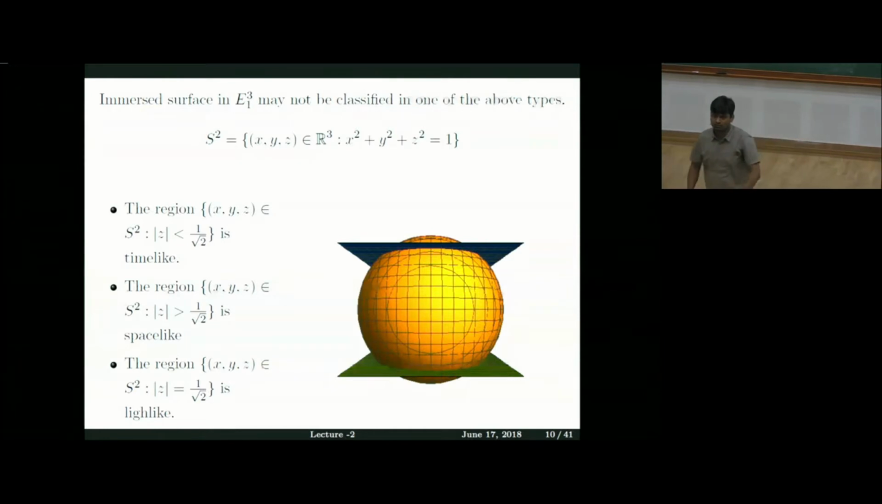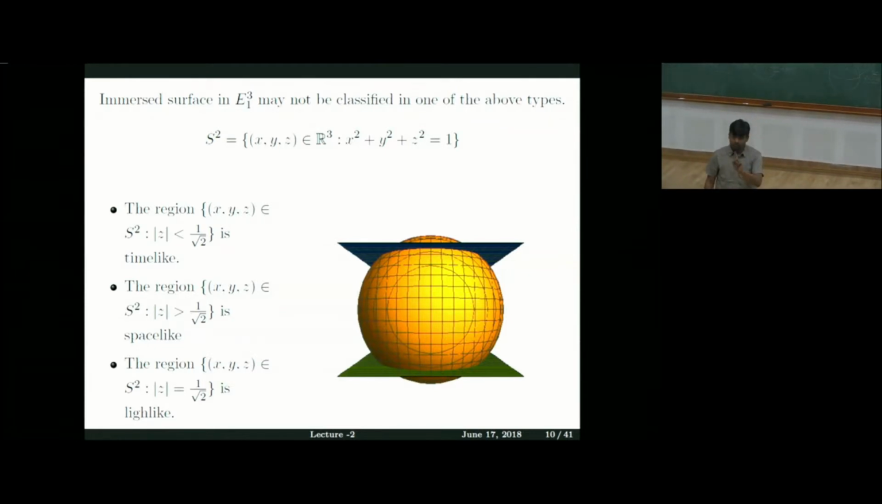Yes, you have a question. TP of M, very good. V and W are in TP of M. It is isomorphic to the R2 vector space, but it has two components. You're very good. And E13 has three coordinates.